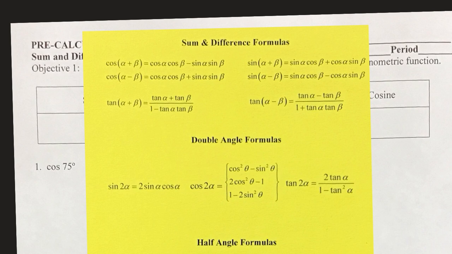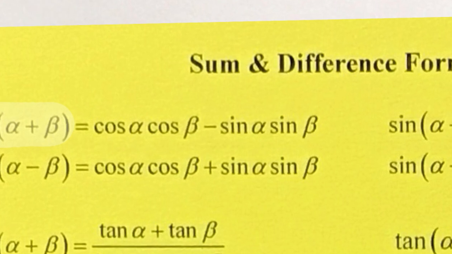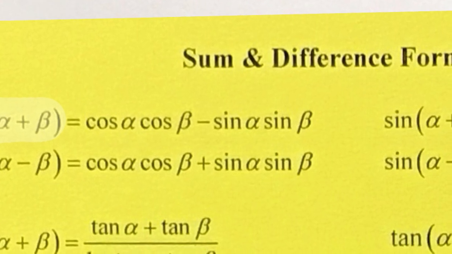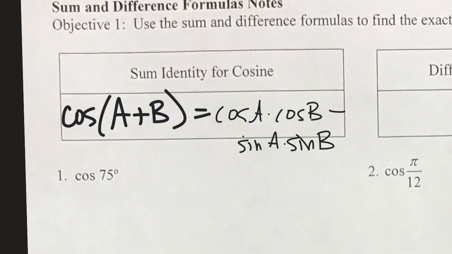So cosine sum, that would be the cosine and plus, because sum means plus. So here is your cosine sum formula. It says you take the cosine of the first angle and you multiply it by the cosine of the second angle, and then you subtract the sine of the first angle times the sine of the second angle. There's a formula for everything that we're going to do during this unit. So there we have your formula.